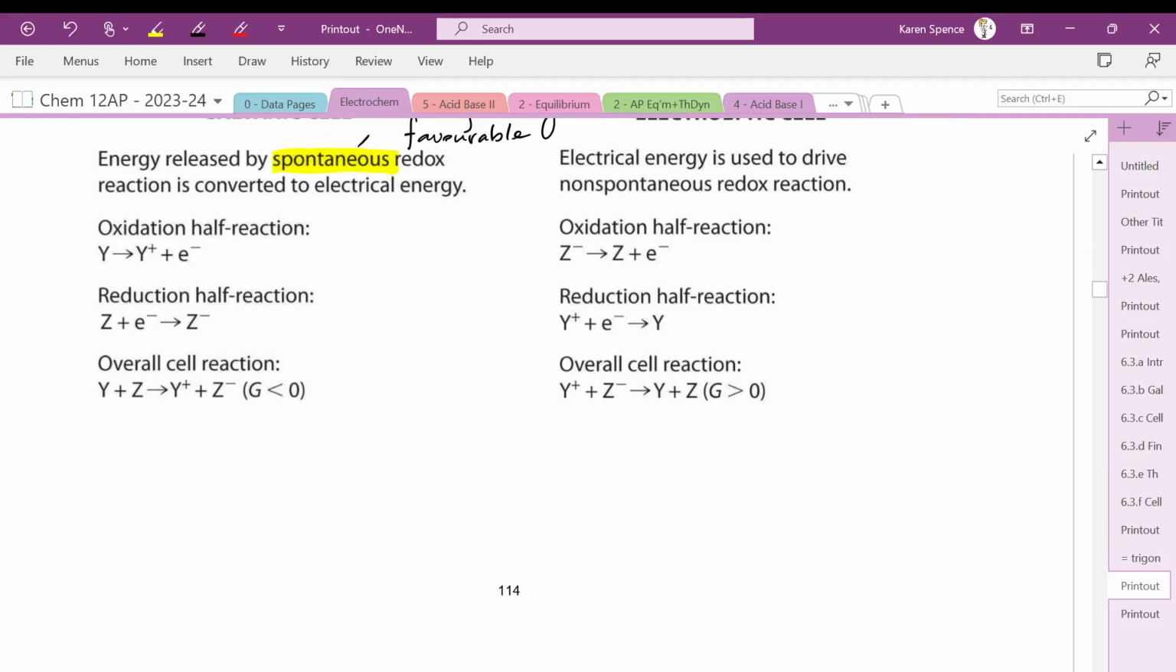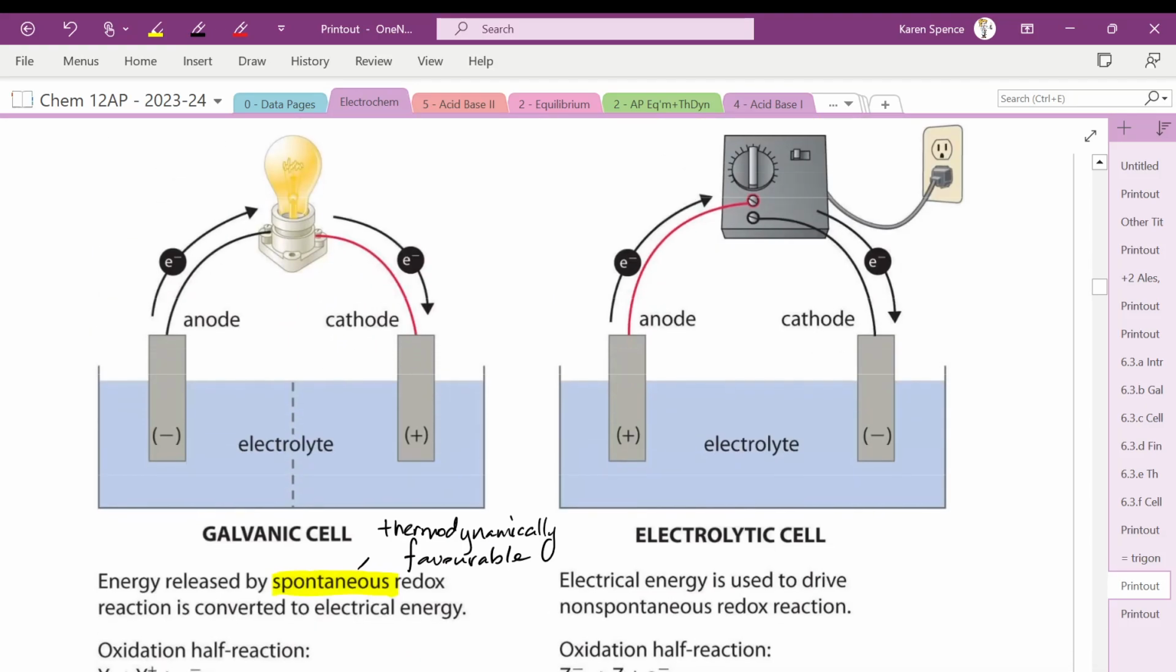So this is page 114. The electrolytic cell is non-spontaneous, and so is thermodynamically unfavorable.